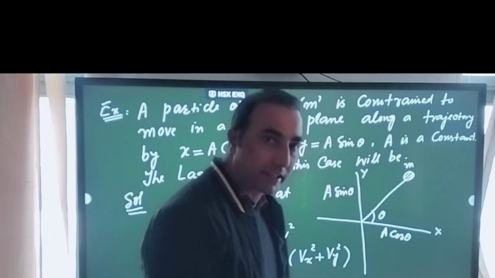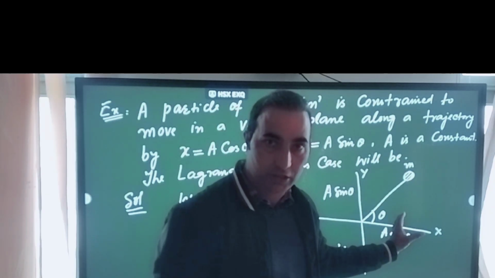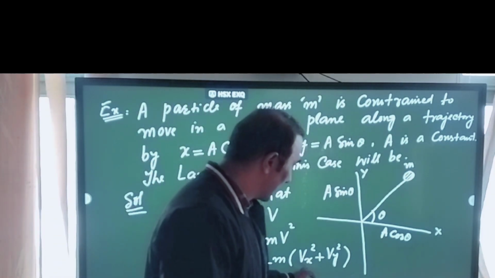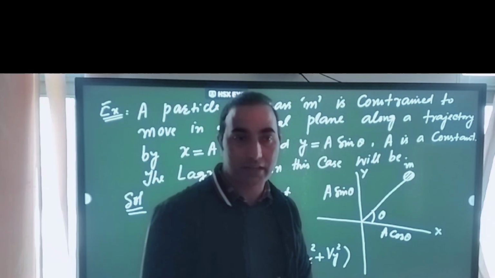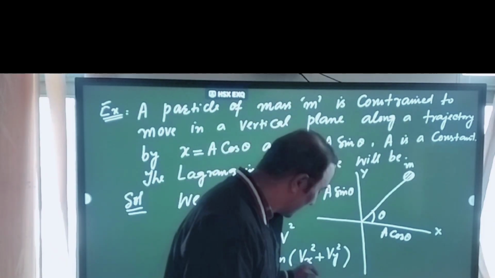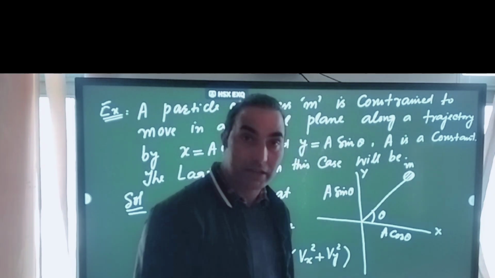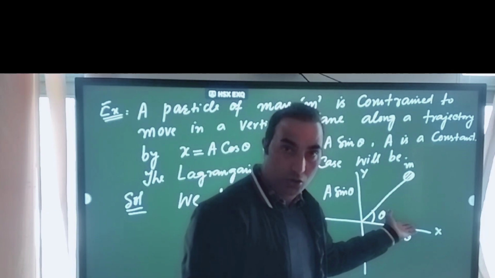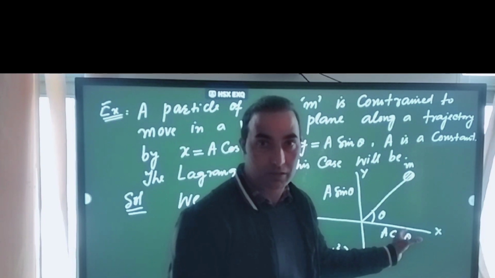First we will calculate the kinetic energy, and then we will look at the potential energy. So how can we write the velocity here? Velocity is simply the rate of change of displacement with respect to time. So vx is dx by dt and vy is dy by dt, because velocity has two components, horizontal as well as vertical, since the particle is moving in a vertical plane.